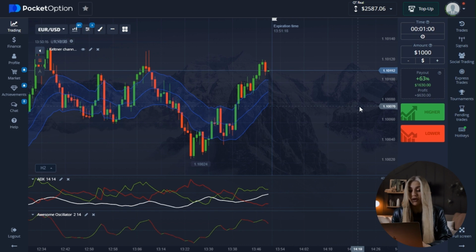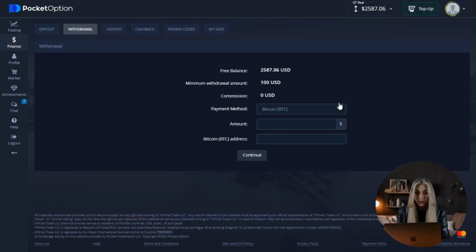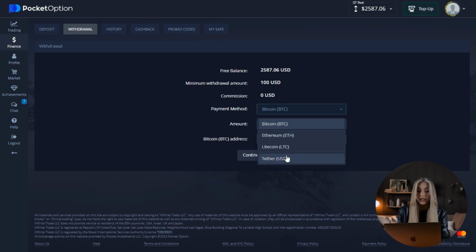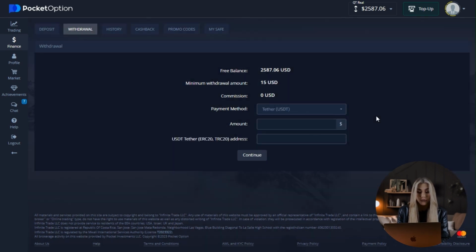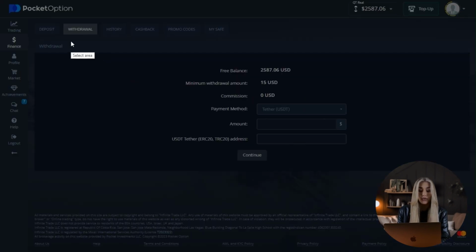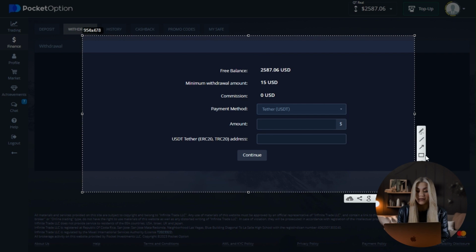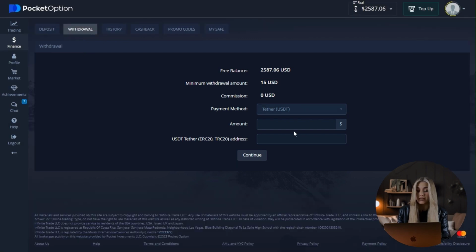Now let's move on to withdrawing funds. Withdrawing is simple, friends. I do it in crypto, namely in USDT. Firstly, it's fast. There is no commission for withdrawing funds and you can withdraw as little as $15. This is very convenient for beginners who are not yet trading volumes of several thousand bucks. And the process is extremely simple.